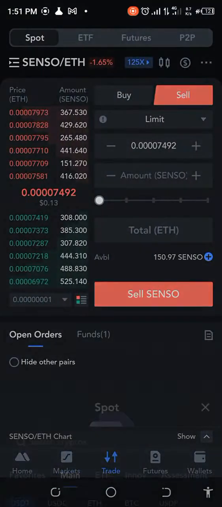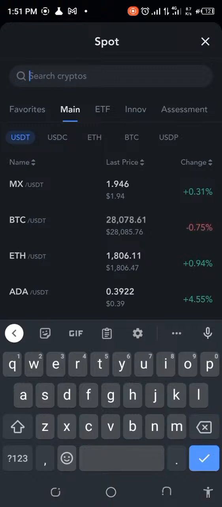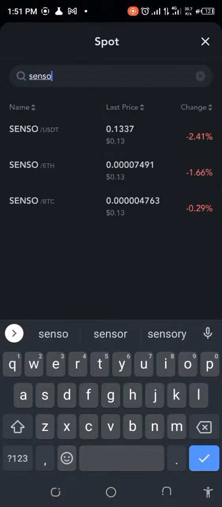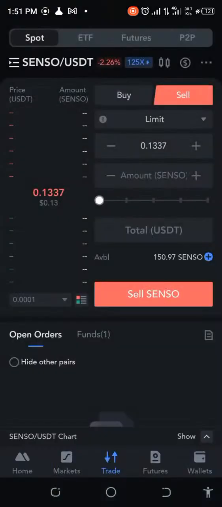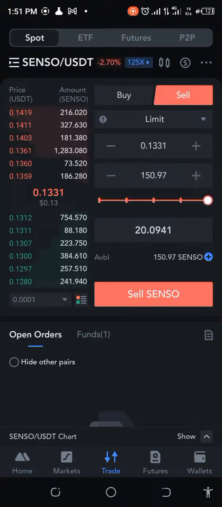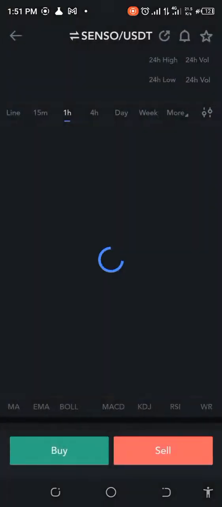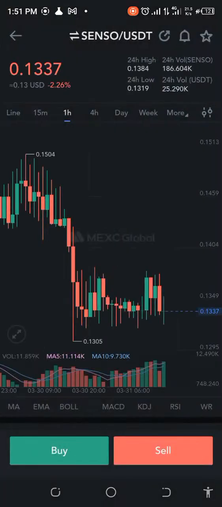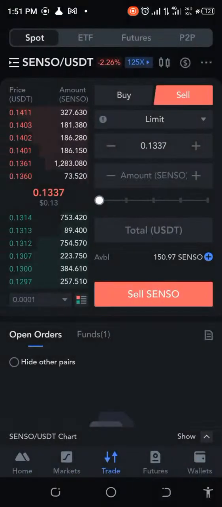Okay, so one or two things could happen. If I try to sell back to USDT, let's see. It's really gone low. What's going on here? Okay, it's really, really low. Well, what I could do is to actually set a sell limit.